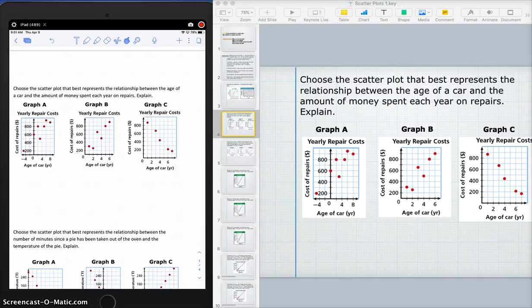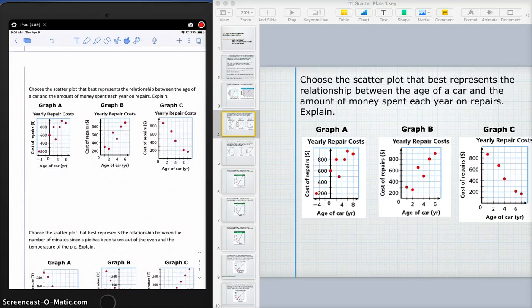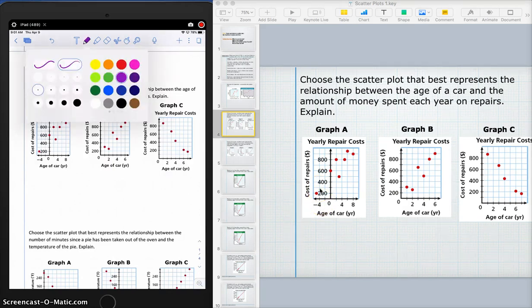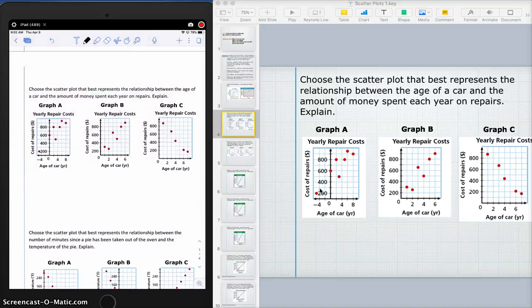So first and foremost, does it make sense that there are going to be any cost of repairs when your car is less than 0 years old or 4 years before your car is even made? No, that makes absolutely zero sense. Before the car is even made, there can't be any repair costs. So we are going to eliminate that as an option.